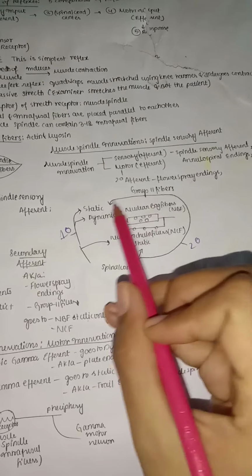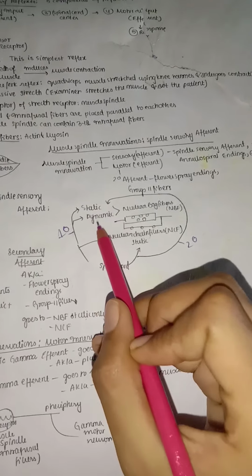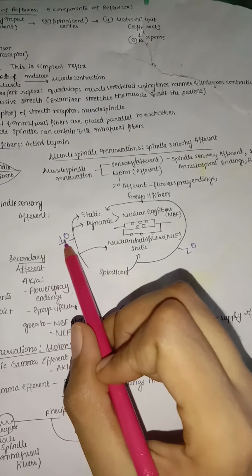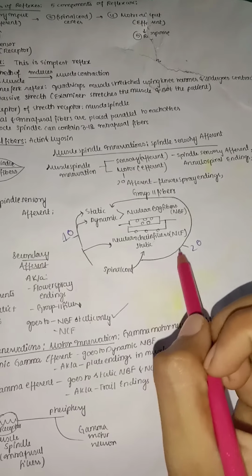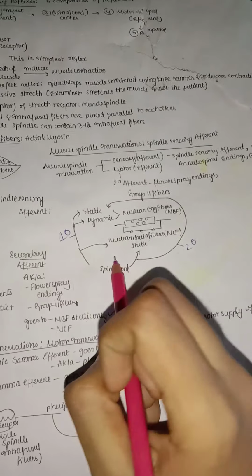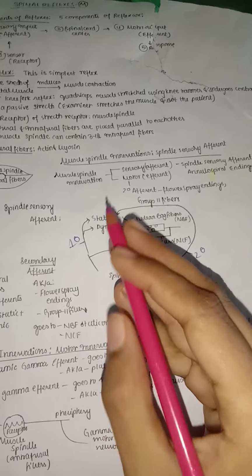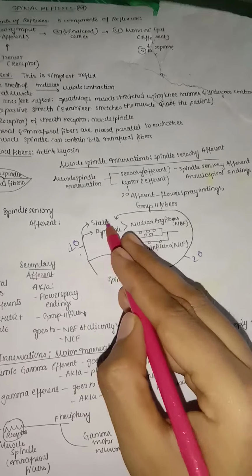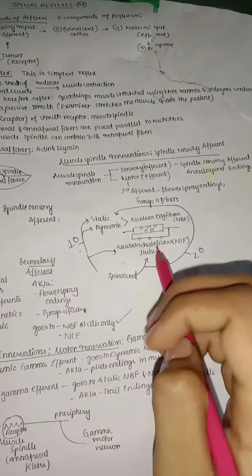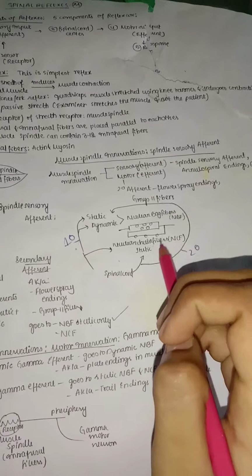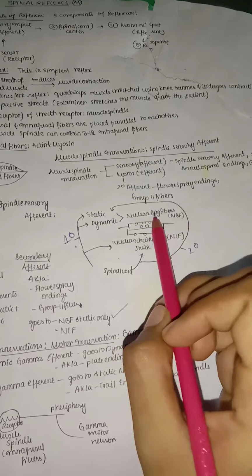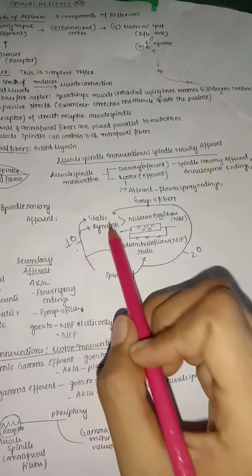You can see the group 2 fibers going only to the static but not to the dynamic, but group 1, that is primary efferent, goes to both static and dynamic of nuclear bag fibers, and of course this also goes into the nuclear chain fibers. So, a very important topic. The primary efferent goes to both static and dynamic of nuclear bag fibers and also to the nuclear chain fibers, but the secondary one goes to the nuclear chain fibers also, but in the nuclear bag fibers it only goes to the static one.